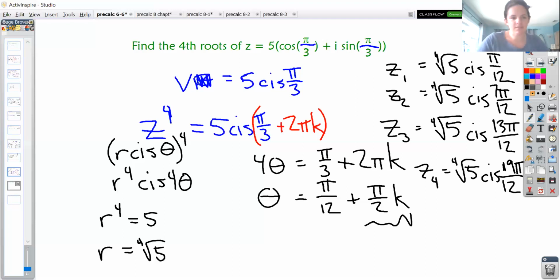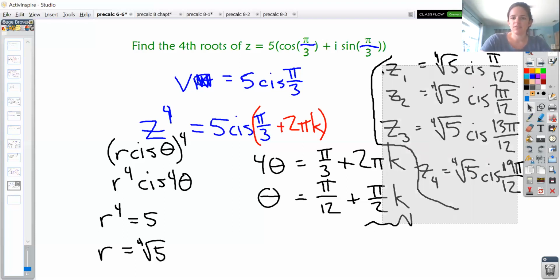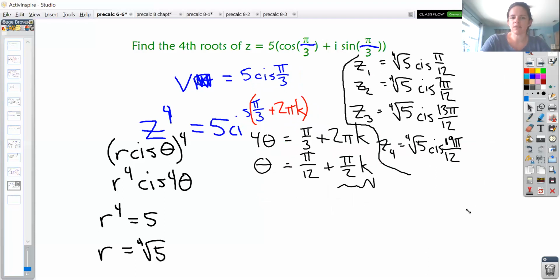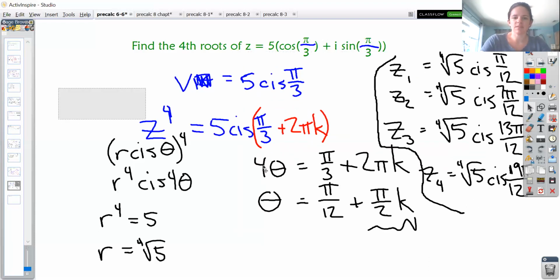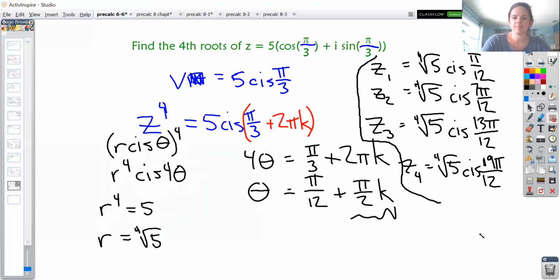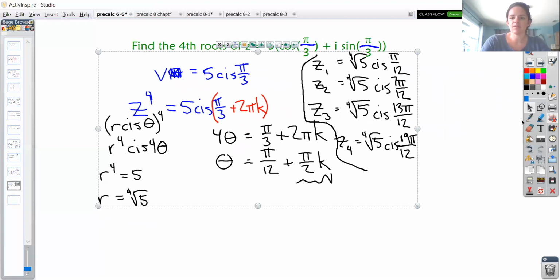Since this problem was given to me in trig form, I do not need to calculate the cosine of pi 12ths and i times the sine of pi 12ths and distribute through. I can leave the answers here in trig form, which are right here. I also want to graph these so that we can talk about them in a little bit more detail. We're going to minimize that a little bit.